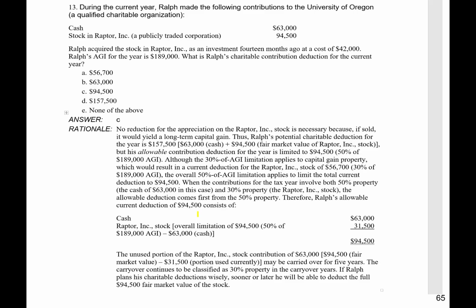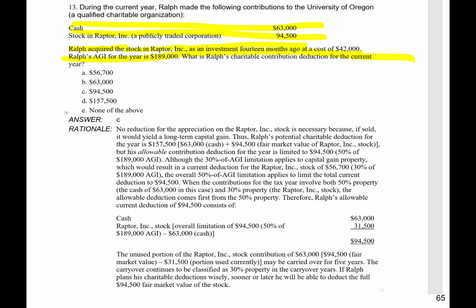Here's Ralph. Okay, so now we've got Ralph. He made these donations of cash, 63,000, stock of 94.5. And he made the investment in the stock 14 months ago at a cost of 42,000. So he can use the 94.5, right? But what's going to happen? The 94.5, and you can kind of see this coming, plus the 63 is going to put him over his 50% of AGI.